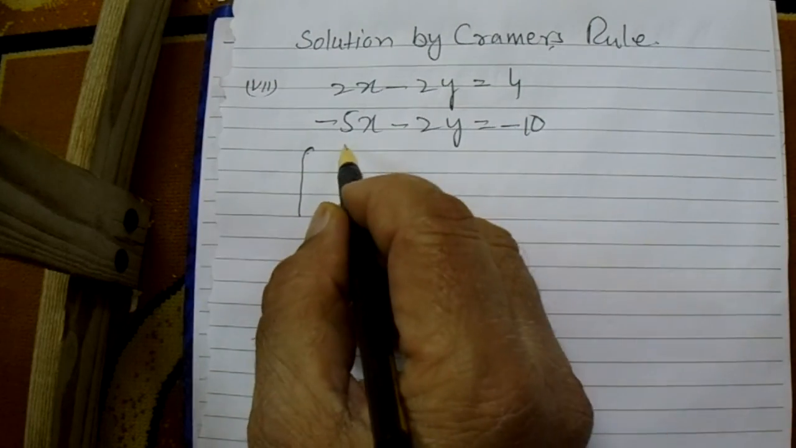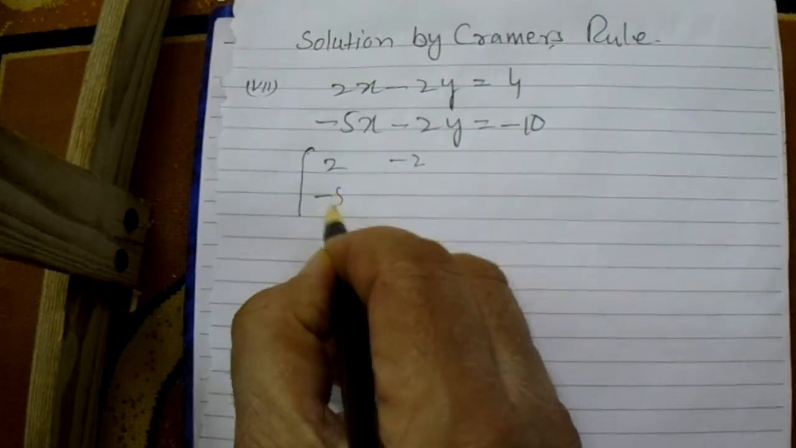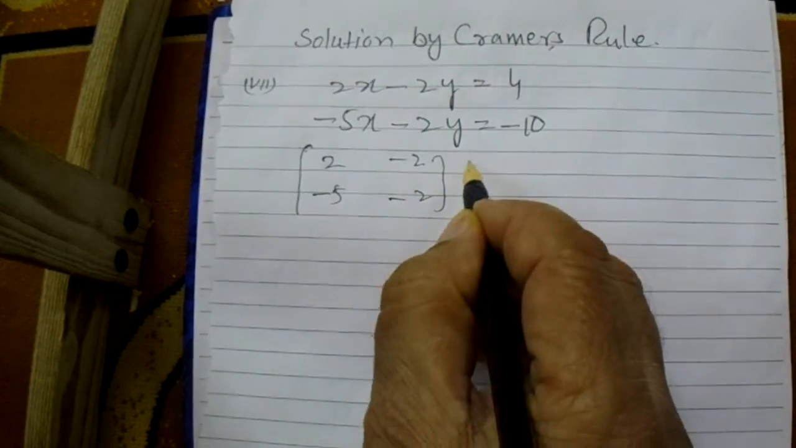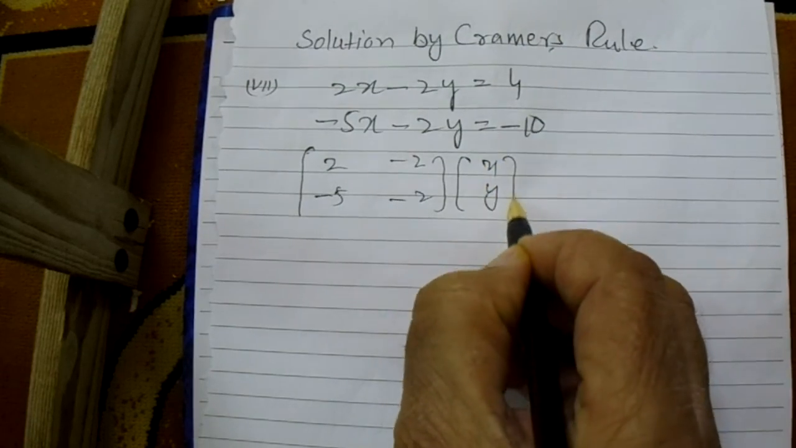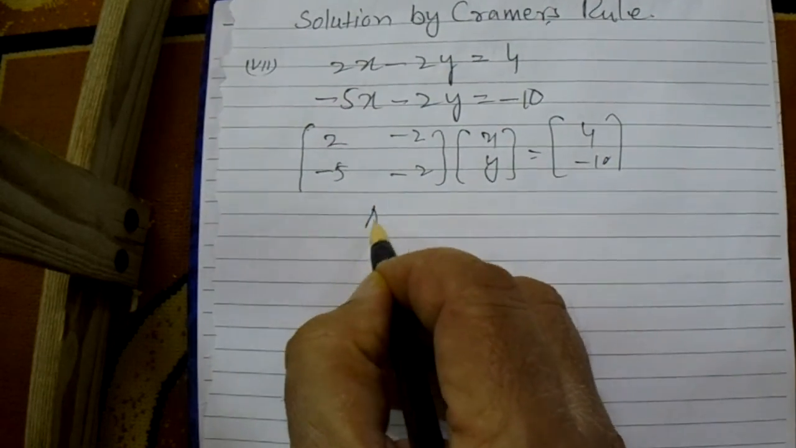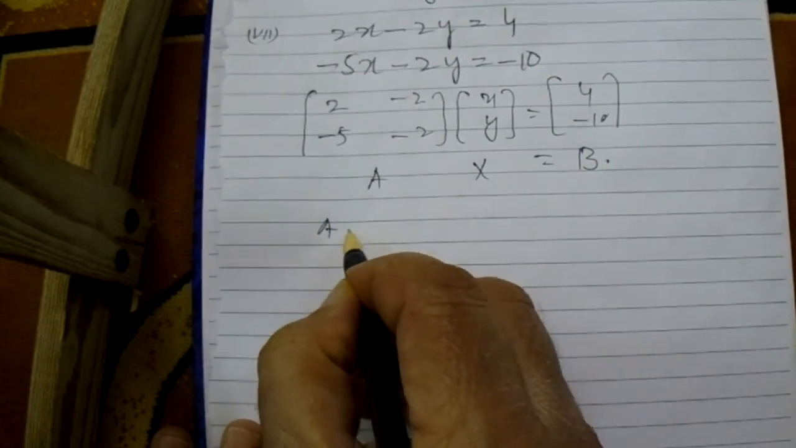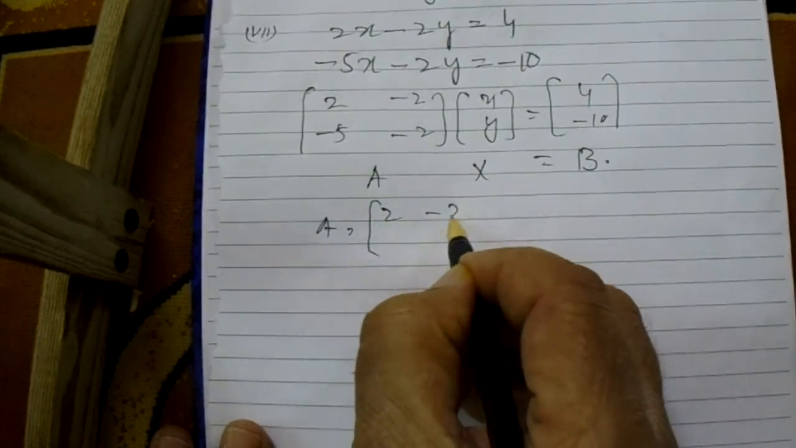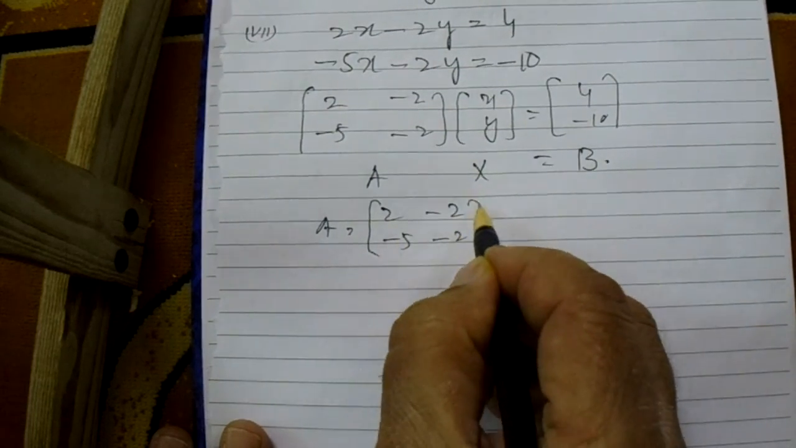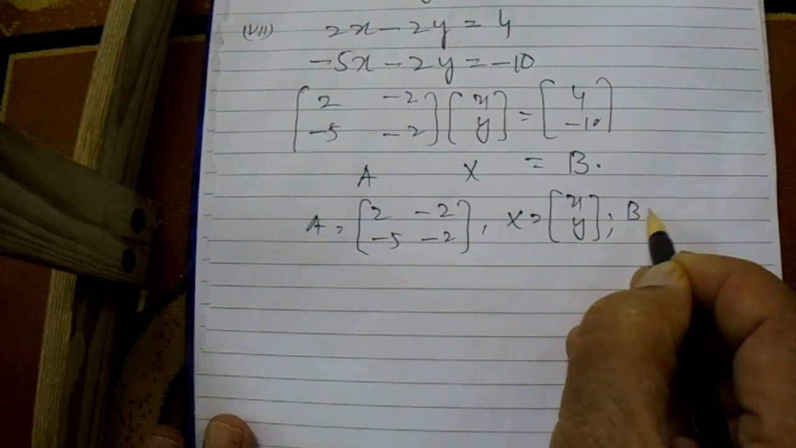Now we solve these equations by Cramer's rule. Again, first we write these equations in matrix form, [2, -2; -5, -2] times [x; y] is equal to [4; -10]. Again this is our A, this is our x, this is our B. We write the A matrix, [2, -2; -5, -2], x is equal to [x; y], and B is equal to [4; -10].